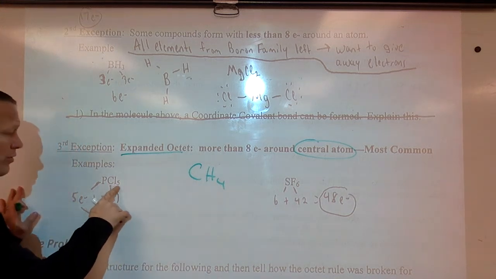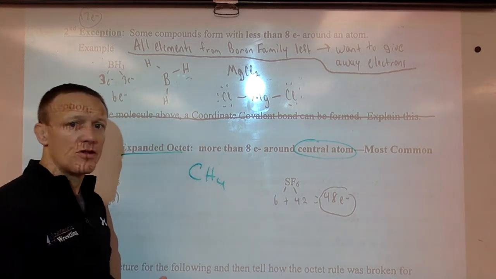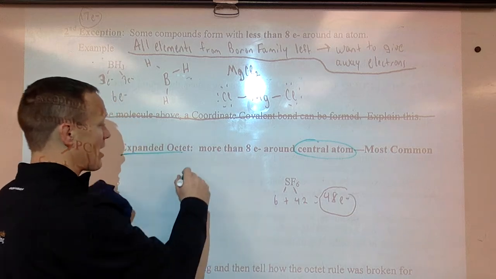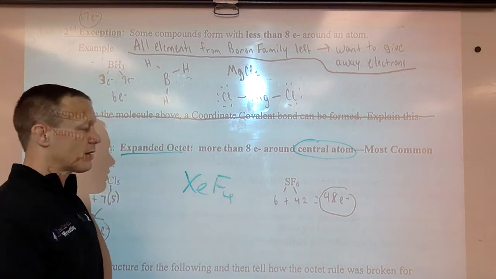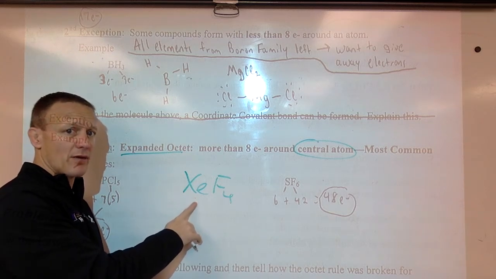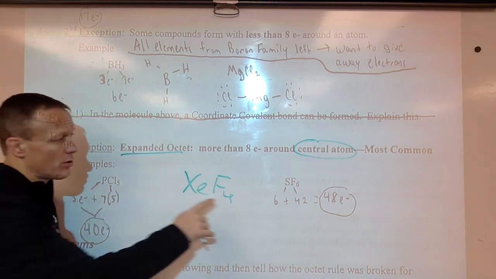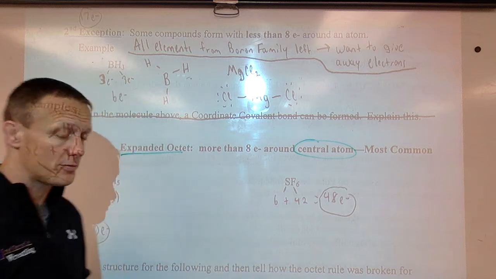But if you see a number bigger than 4 back here, a 5 or a 6, then you can tell it's probably going to be an expanded octet. Or if you see a noble gas, particularly xenon. If xenon forms a compound, it has an expanded octet. It's going to have more than 8 electrons around it. So if you see a number bigger than 4, or a noble gas like xenon, which is not very common either.